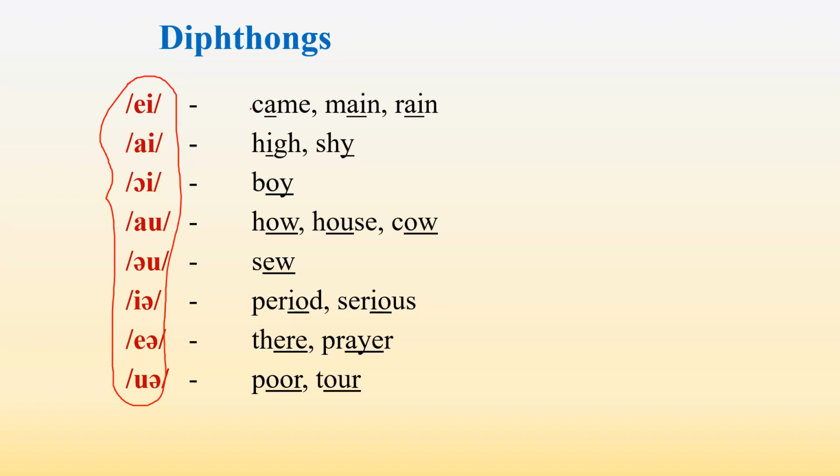Cane, main, rain, the diphthong A. And when you think about the next one, I, that is high, shy, even sky. A lot of words contain I. And OI, like boy, you had written, and also even oil, right? There can be many more words. And OW, of course, how, house, etc.